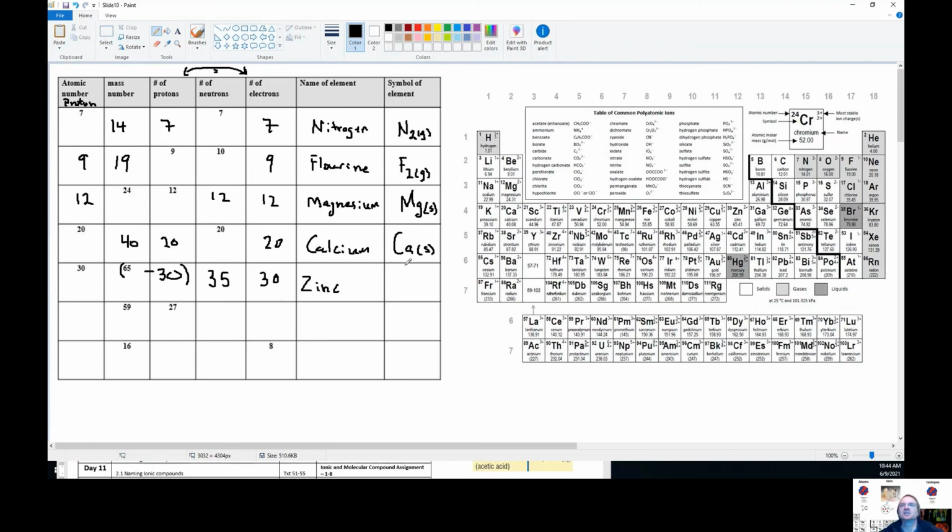Zinc. Zinc is a metal. Monatomic, Zn. What's its state of matter? Check on your periodic table. Solid. All metals are solid. Okay, mass number 59. So I don't have atomic number. Oh, number of protons, 27. So proton, atomic number, and proton, that's the same thing, right? Same.